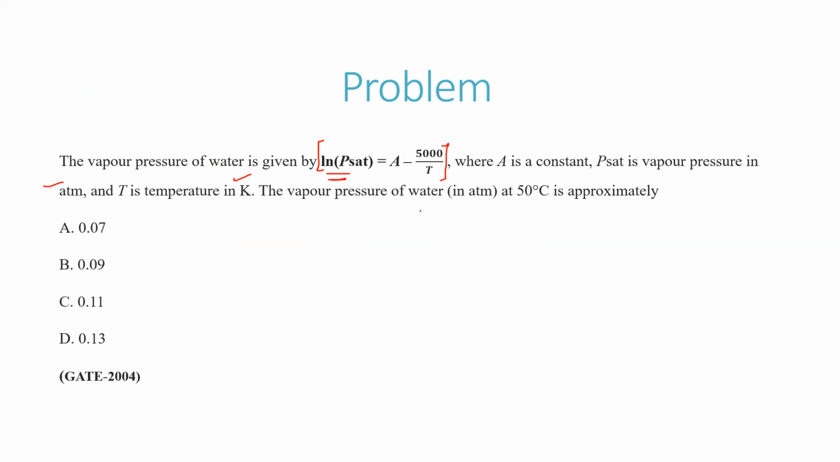So we have to approximate the vapor pressure of water at 50 degrees Celsius. All right, we have to find the approximate value of vapor pressure at 50 degrees Celsius, where the constant A is not known. So now over here, we are going to use the rule that whenever the temperature is equal to the boiling point, then in that case, the saturation pressure is equal to 1 atm. All right. When temperature is equal to the boiling point, then saturation pressure is equal to 1 atm.